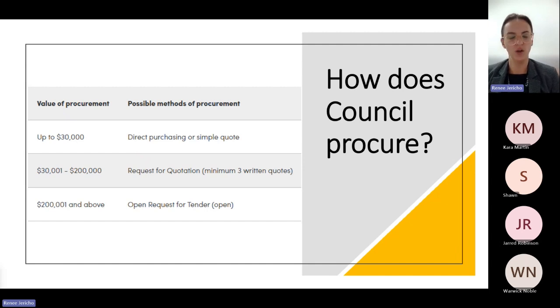Council often uses quotes and tender processes to establish long-term arrangements with a single supplier or multiple suppliers known as a panel. Council can then procure goods and services from these suppliers without needing to go through a secondary procurement process. Examples are long-term contracts, including the purchase of office supplies and panel arrangements for marketing and civil consultancy services.